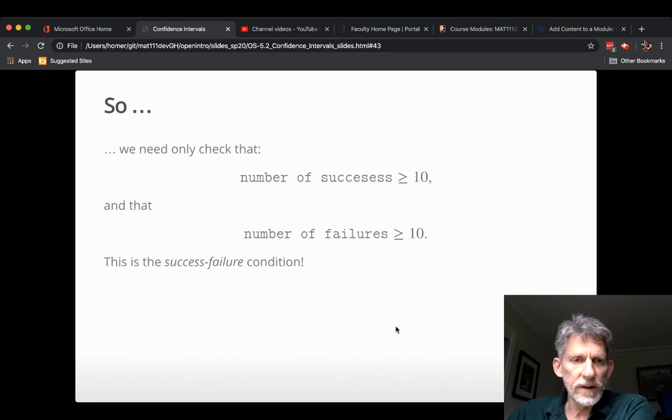So it really comes down to this. Before we make any of those confidence intervals, we just check that the number of successes and the number of failures in our sample is at least 10 each. That's the success-failure condition that you see discussed in the textbook.